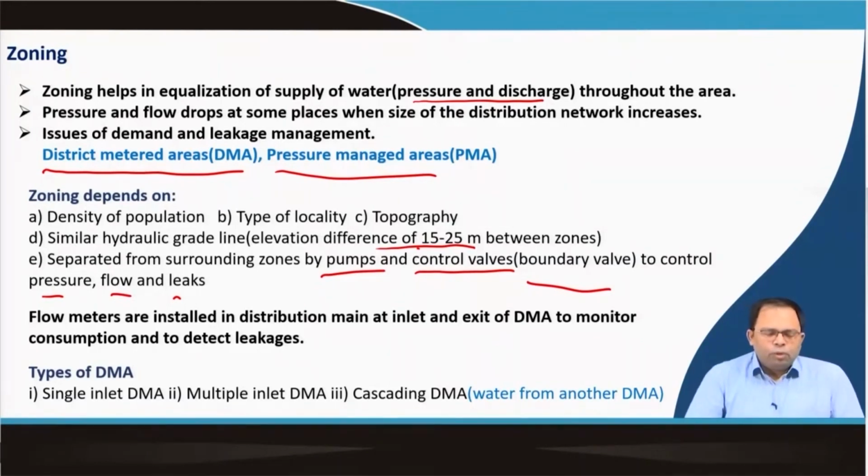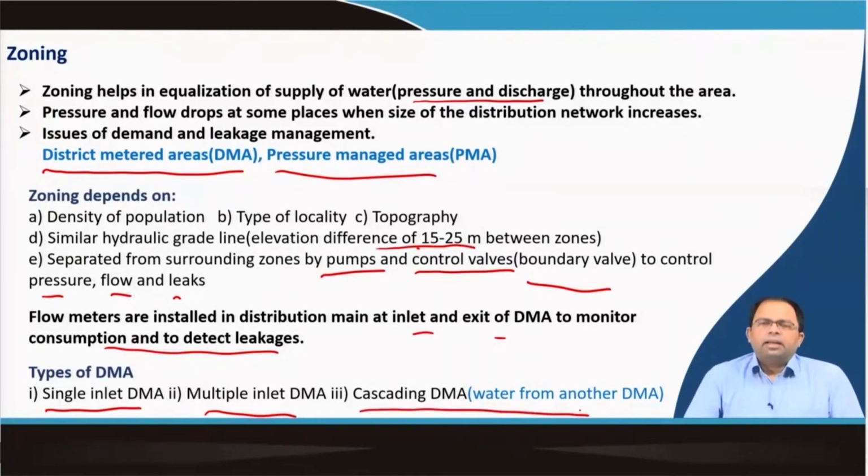So, we usually have flow meters which are installed in the distribution main at the inlet and the exit of the district metered area to monitor consumption and to detect leakage, as we have discussed earlier. There are different kinds of DMAs. We can call it a single inlet DMA, that means only one main line comes in and then it is distributed into the entire zone, or it could be a multiple inlet DMA, where lines from multiple directions come in and serve different parts of the DMA. And then it could be a cascading DMA, that is, water comes to one DMA, then from there it goes to the next one and then to the next one and so on.